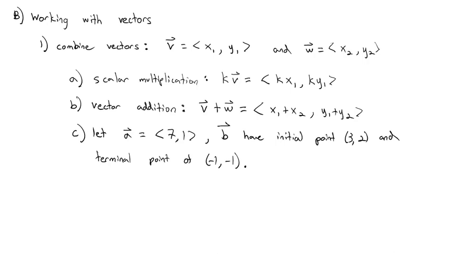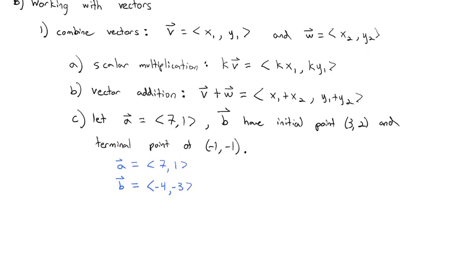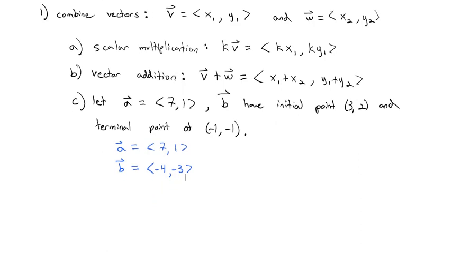I'm going to pause here because before we get too far, before we can do any linear combinations of vectors with each other, we need to know what vector b actually is in component form. So we already know vector a is 7, 1. To get vector b, we need to subtract the terminal point minus the initial point. So for the x component, negative 1 minus 3 is negative 4, comma, negative 1 minus 2 is negative 3. So we have these two vectors.